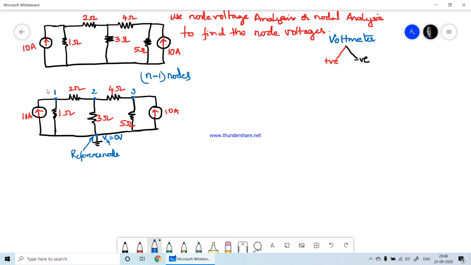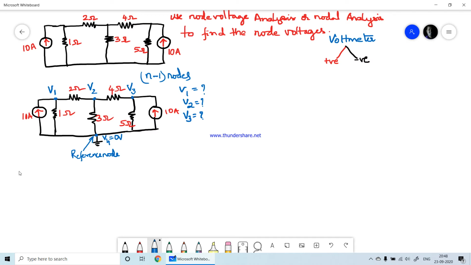Whereas these three nodes, I will number as node 1, 2, 3 and mark them with voltages V1, V2, V3. Now our job is to find out what V1, V2, and V3 are. We need to find these node voltages. So this is the first step always in node voltage analysis: to mark the nodes and to mark the voltages at those particular nodes.